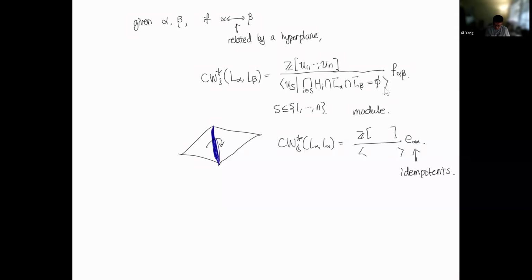So this is finally what the algebra looks like. Of course, you don't need to use any Floer theory to write down this algebra. It's purely combinatorial.